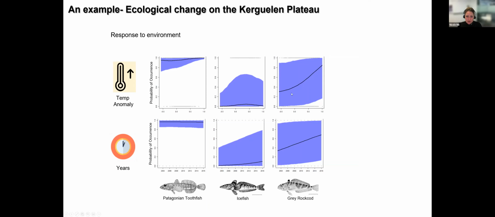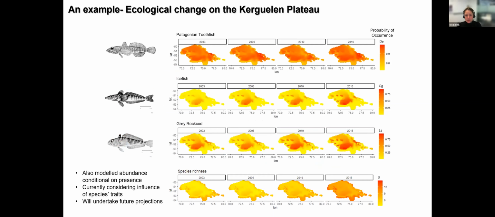But if we look at the grey rock cod, you can see that it seems to like the warmer temperatures. And if you look at what's happened across the years, you can also see that icefish have become more prevalent, and so has the grey rock cod. So we can use this to understand how particular species are responding to their environment and through time. And the other neat thing that we can do is that we can then map this spatially through time. So this is really hot off the press, sort of preliminary results here.